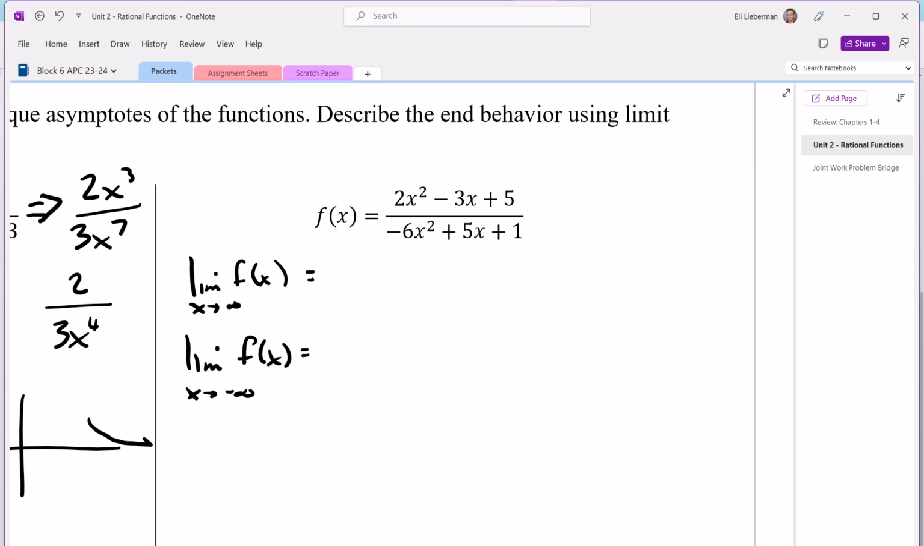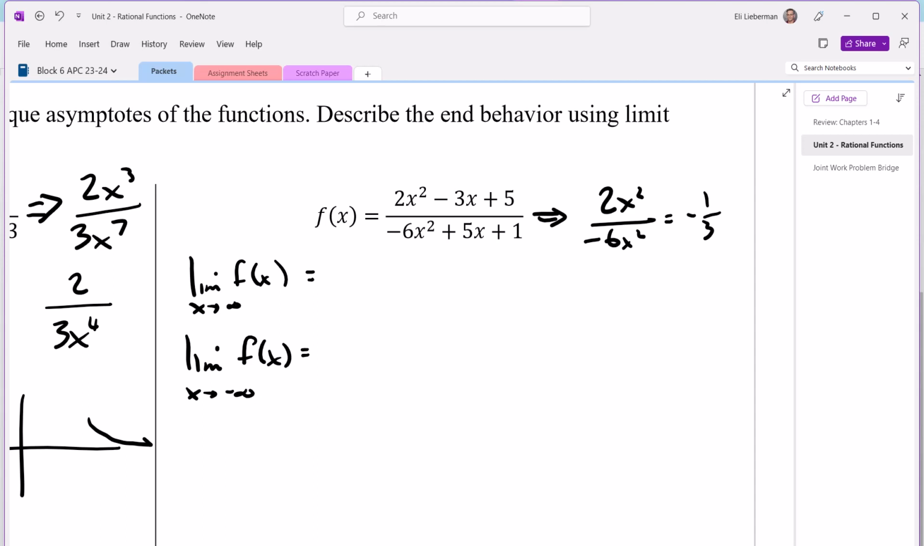Okay, so did you get the limits? Is this bottom heavy or top heavy? Neither, right? They're equivalent in terms of power. So yes, the terms of lesser degree will fall away, leaving us with these two leading terms battling it out. So this would just result in negative 1/3.